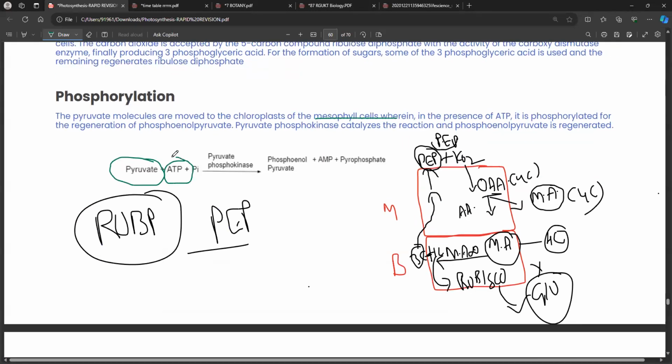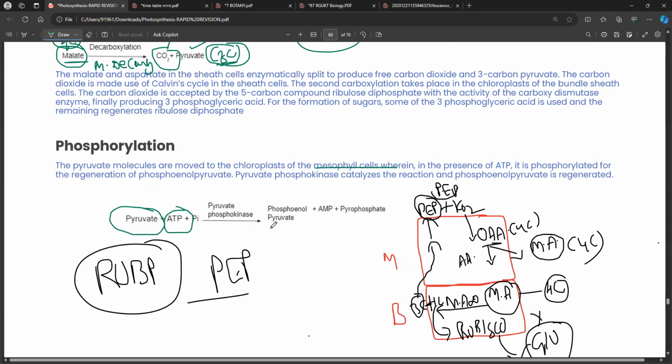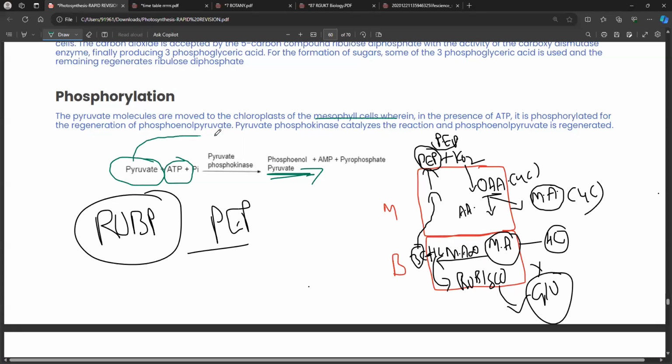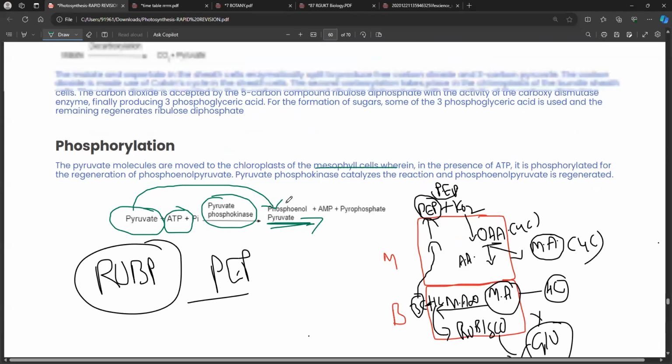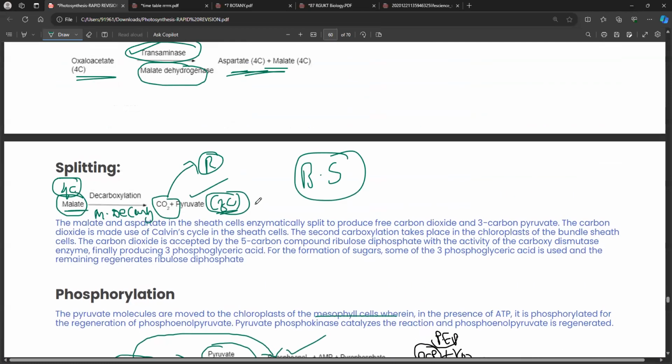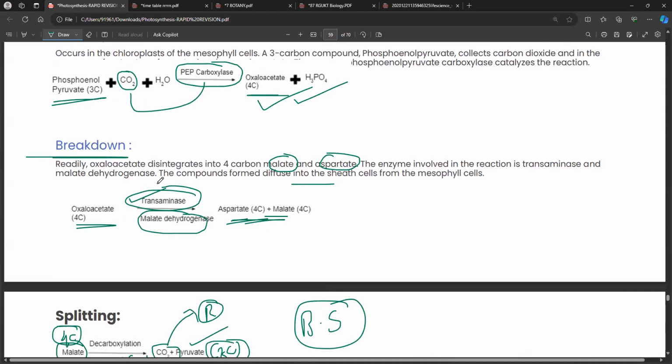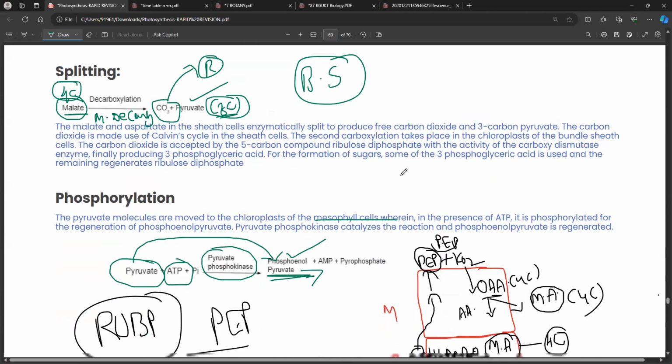In the presence of ATP, it is converted back into phosphoenol pyruvate. Again, all the students have to remember the enzyme which converts the pyruvate to phosphoenol pyruvate. The enzyme is pyruvate phosphokinase. Don't get confused with this point. Finally, we can synthesize the phosphoenol pyruvate. Please don't get confused with this particular point. Now, without having confusion, I am telling you the point here itself. I hope you all remember.